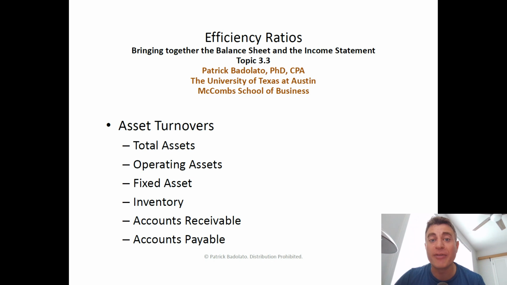Total asset turnover: revenue divided by average total assets. How well we use all of our assets to generate revenue. Well, there's a reasonable limitation to that, which is that not all of our assets are held specifically to generate revenue.